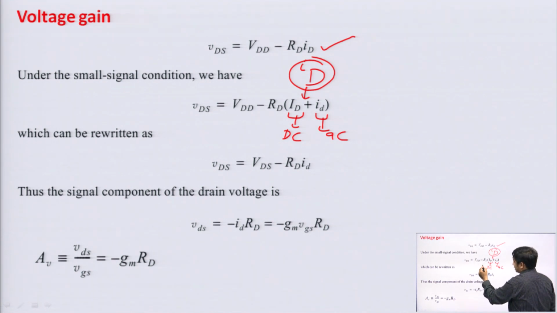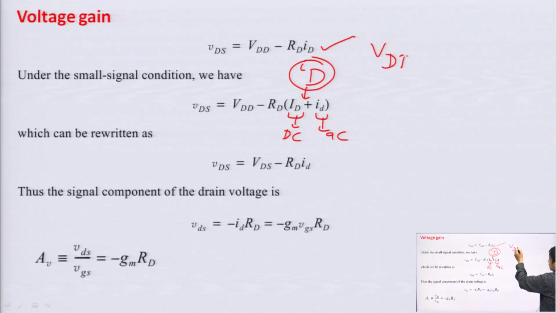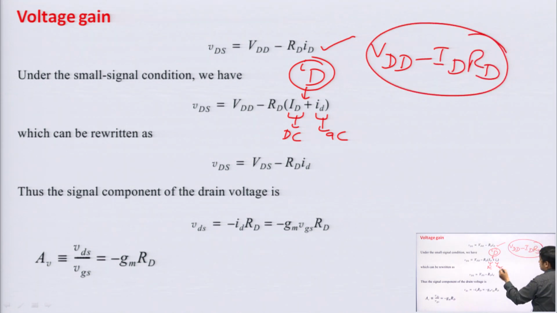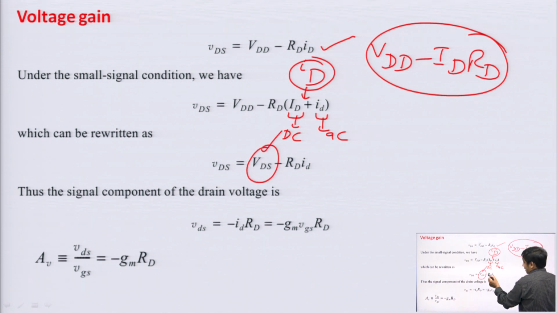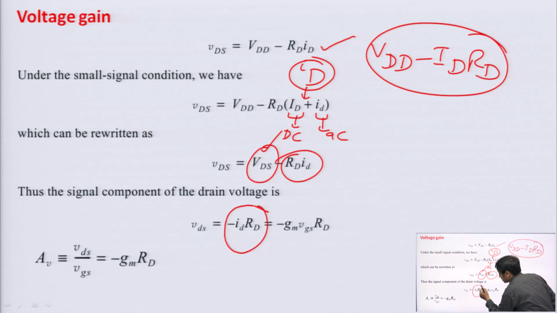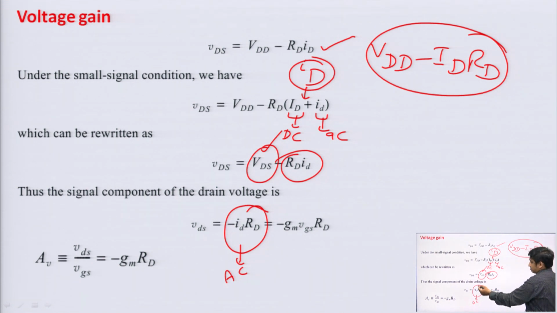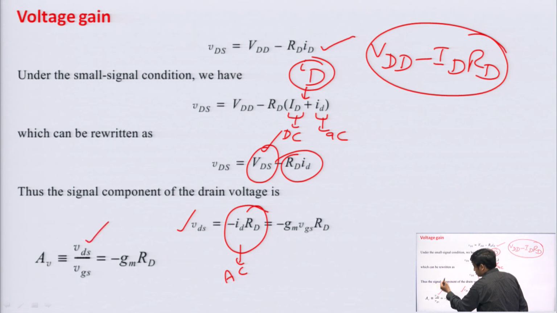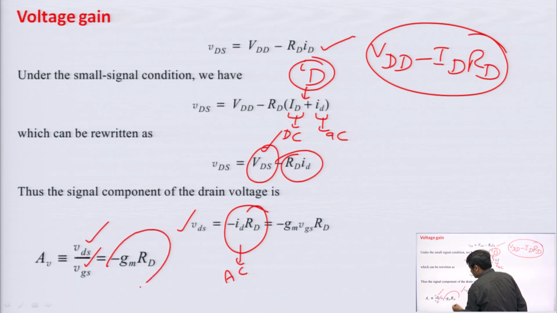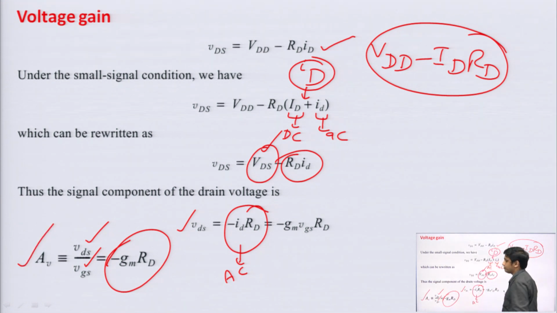Now, we can segregate it, and you can see that your VDD minus ID RD, this is your DC component, that is capital VDS, and your AC component is minus RD into id, this is your AC component. So, from here we can calculate the voltage gain. From this we can calculate vds, the drain to source voltage, upon vgs, the gate to source voltage, that is minus gm into RD, that is the voltage gain of the common source amplifier, that is negative.